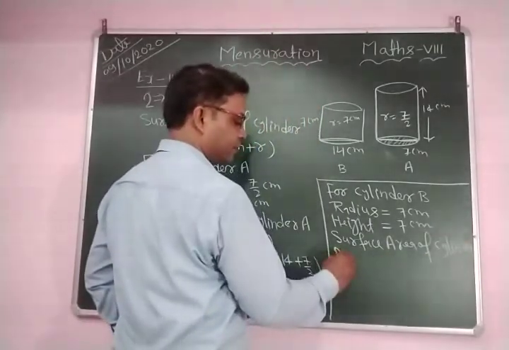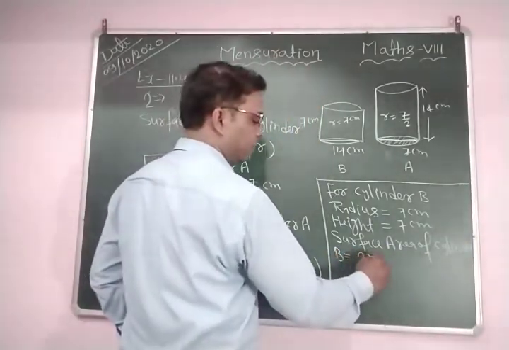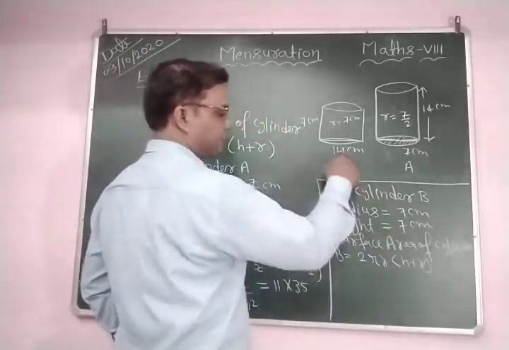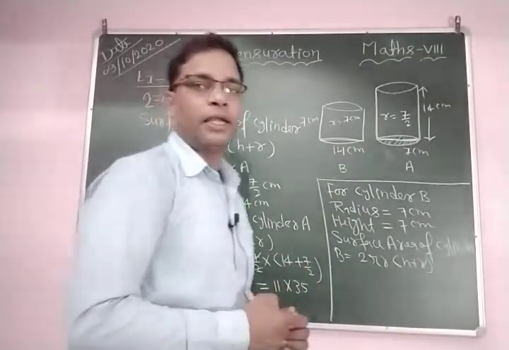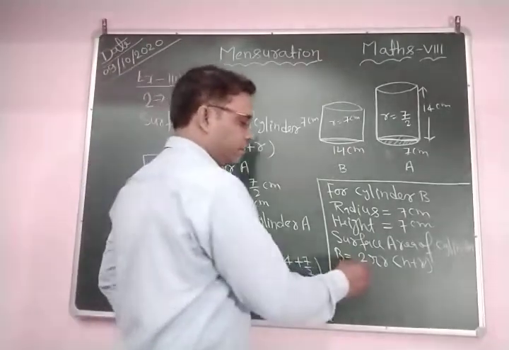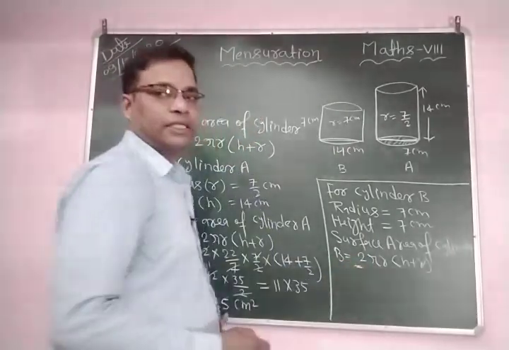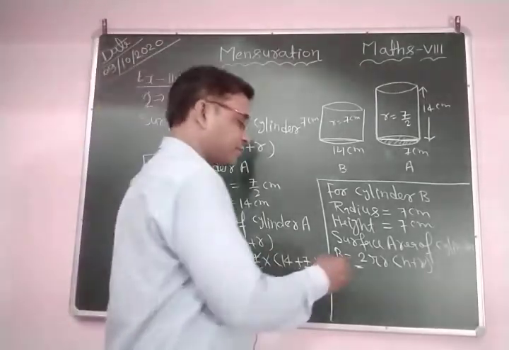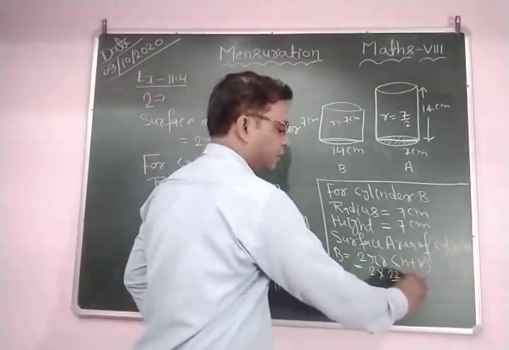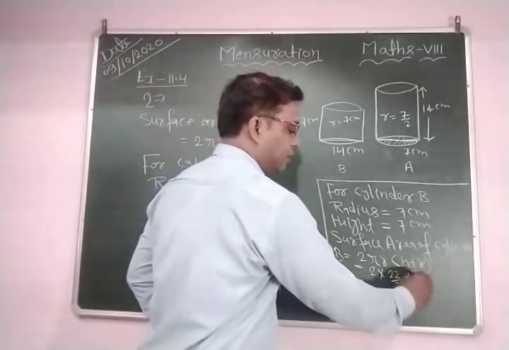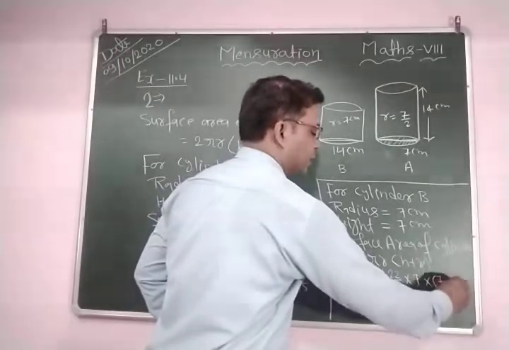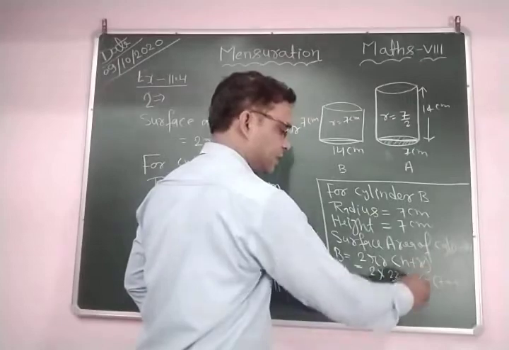Surface area of cylinder B is equal to nothing but you can write 2 pi r into h plus r. Radius of this cylinder is 7 centimeter and height of the cylinder is again 7 centimeter. So you can put here the value of radius and height and solve this. So here 2 into 22/7 into r is 7 into h is 7, r is again 7. Okay, so you can cancel it.